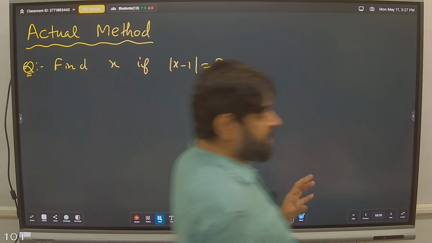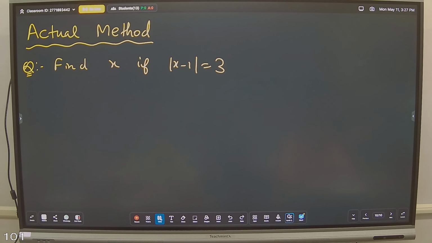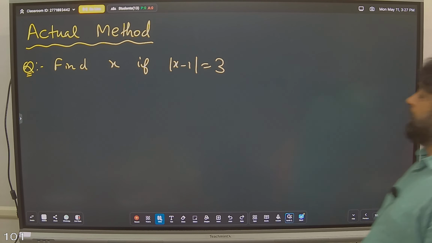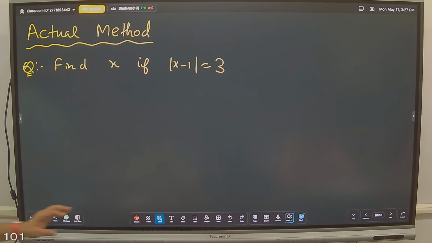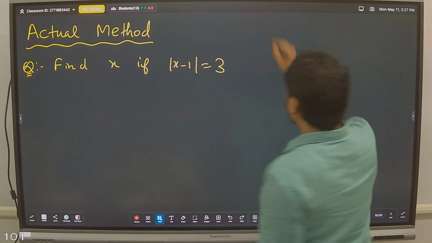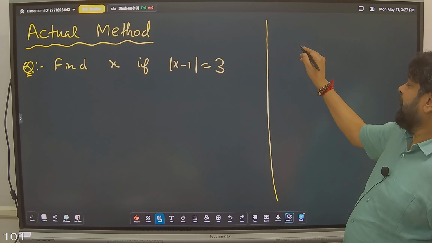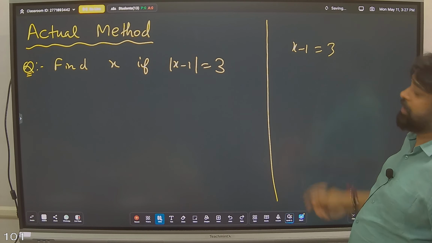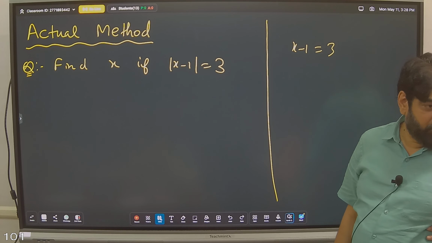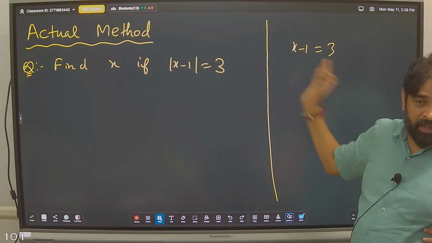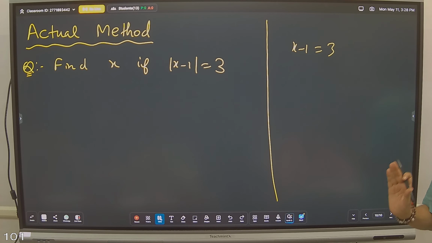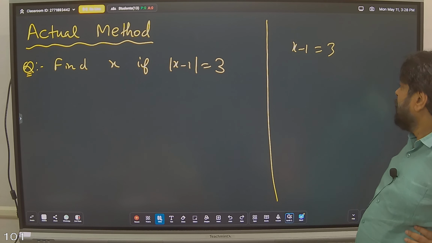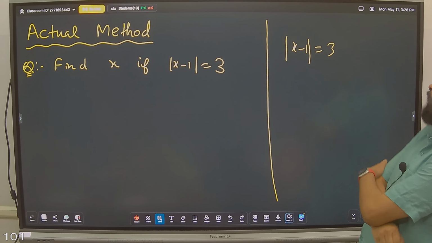You have to concentrate and learn this method that I am going to tell you. Find x if mod of x minus 1 equals 3. Listen very, very carefully. When I say find x if x minus 1 equals 3, you will say very simple. Yes or no? 1 will go to the other side and the answer becomes 4. Nobody should write anything, concentrate. This is very, very simple. But why is this not that simple?